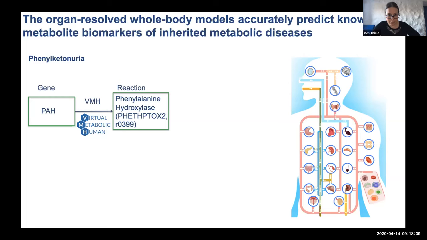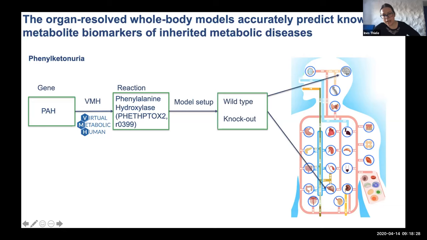One of these that is well known is phenylketonuria, which is caused by a deficiency in phenylalanine hydroxylase, or PAH. We can use the Virtual Metabolic Human to identify the reactions that are responsible, and we can generate different models, one that I call a wild-type model, one a knockout. There we knock out in silico each of the corresponding genes and reactions and ask: are there any blood or urine metabolites that would change in silico? And how does that compare with what's known for PKU in patients?